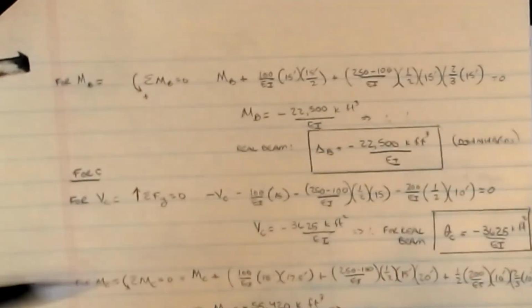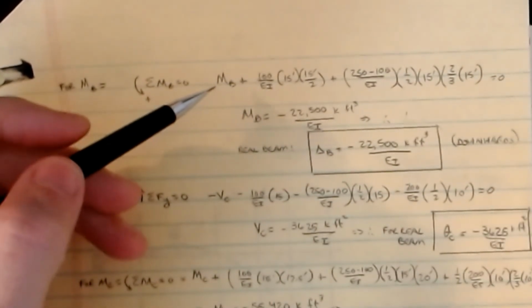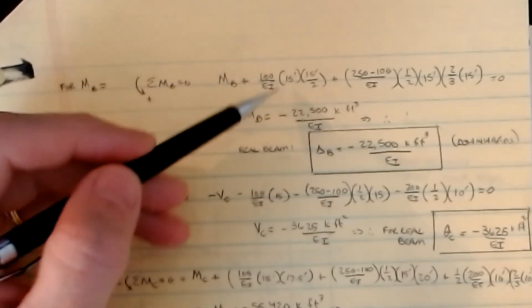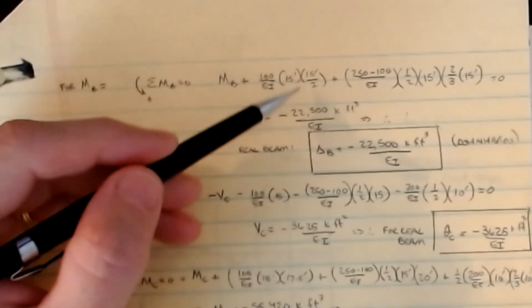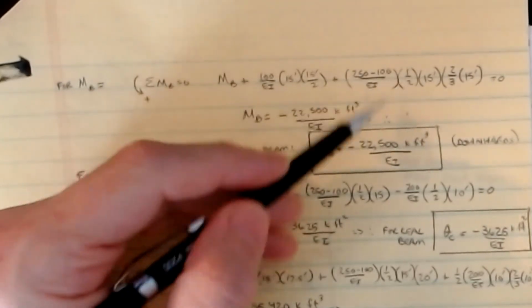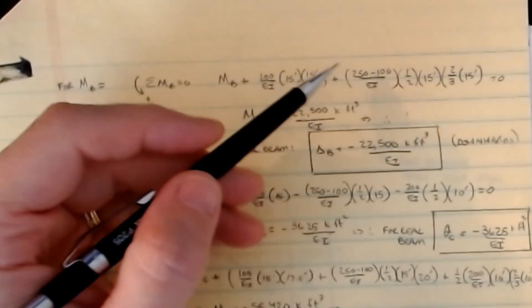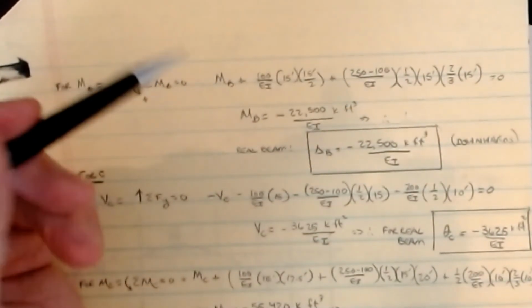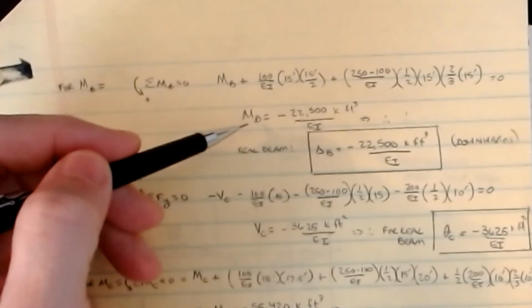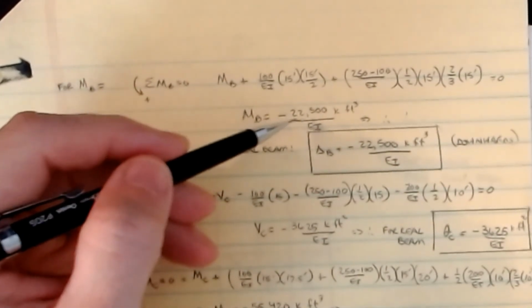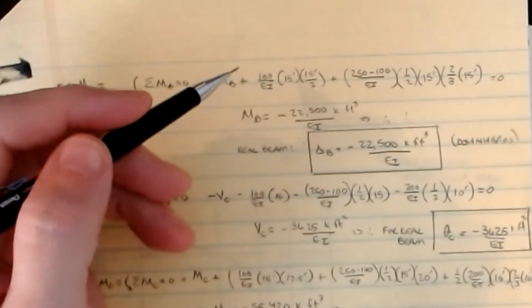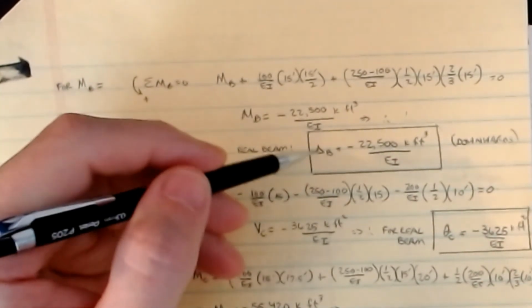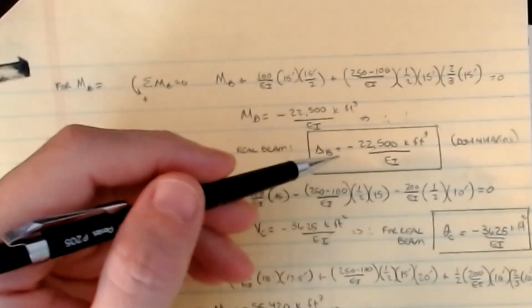Do it real quick. Okay, kind of the same basic game. We do the moment at B. And if I write my equation, the moment at B is going to be 100 over EI times 15, the width, times its centroid distance, 15 over 2. Plus the triangle portion, so it's 250 minus 100 over EI, 1/2, 15, 2/3 of 15 for the triangular portion. You solve for the moment at B internally on the conjugate, and it is minus 22,500 over EI, and again, kip feet squared. Okay, so then for the real beam, the displacement is minus 22,500. That's it. That's all there is to it.